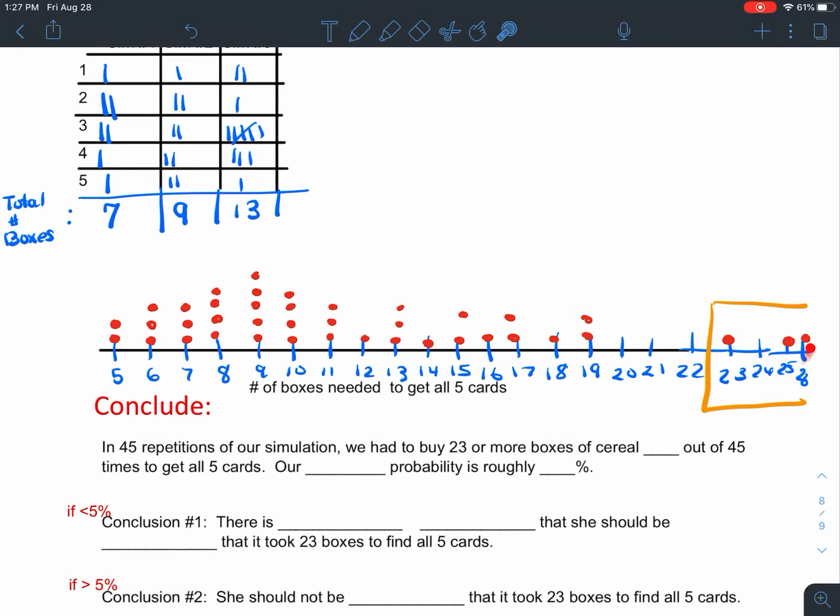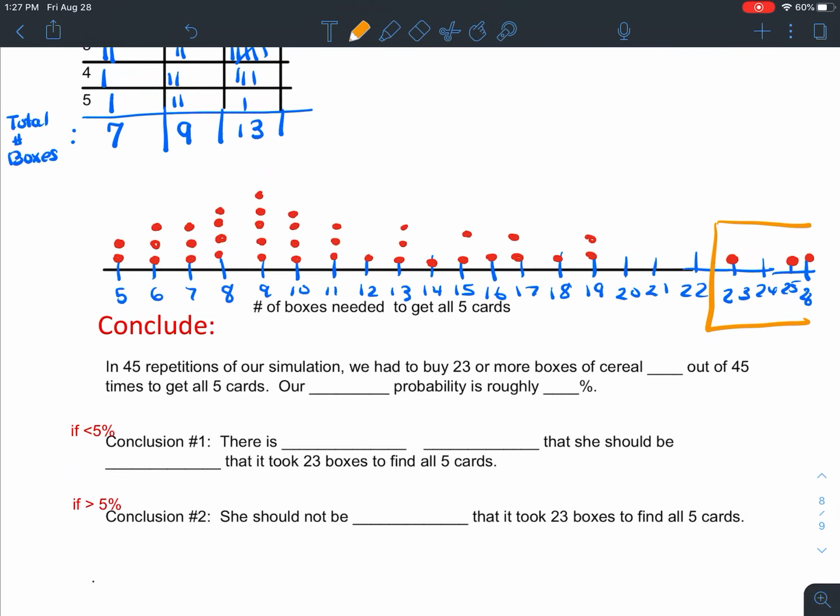Now, here's what we're interested in. We are interested in anything that happened at 23 boxes of cereal or greater. Those are the ones we want to know. If I did this correctly, there are supposed to be 45 dots. If I left one out, we're going to say there were only 3 in this range here. So in 45 repetitions of our simulation, we had to buy 23 or more boxes of cereal 3 out of 45 times to get all 5 cards. Our approximate probability is 3 out of 45. If we divide that, it is roughly about 7%.